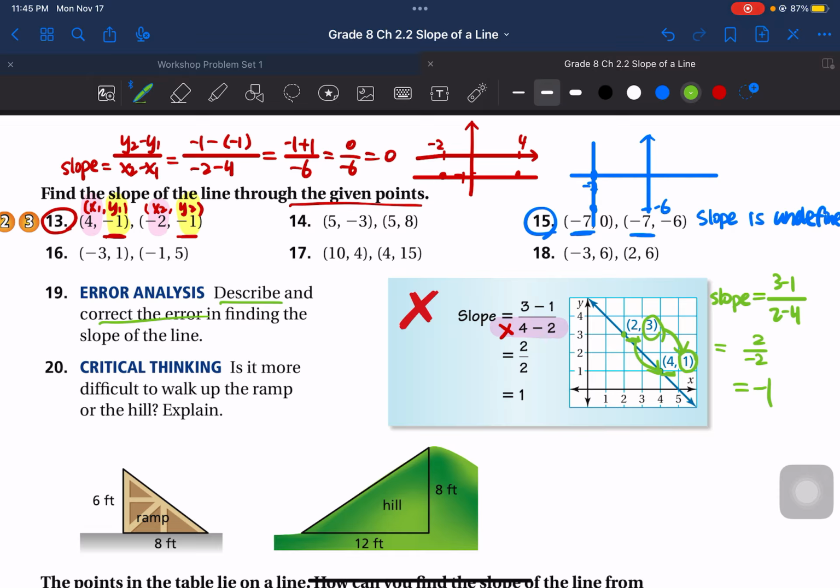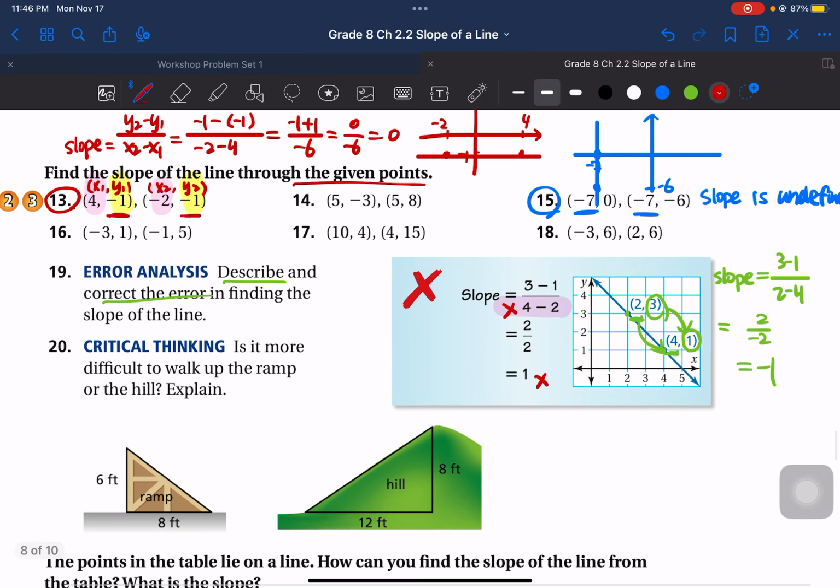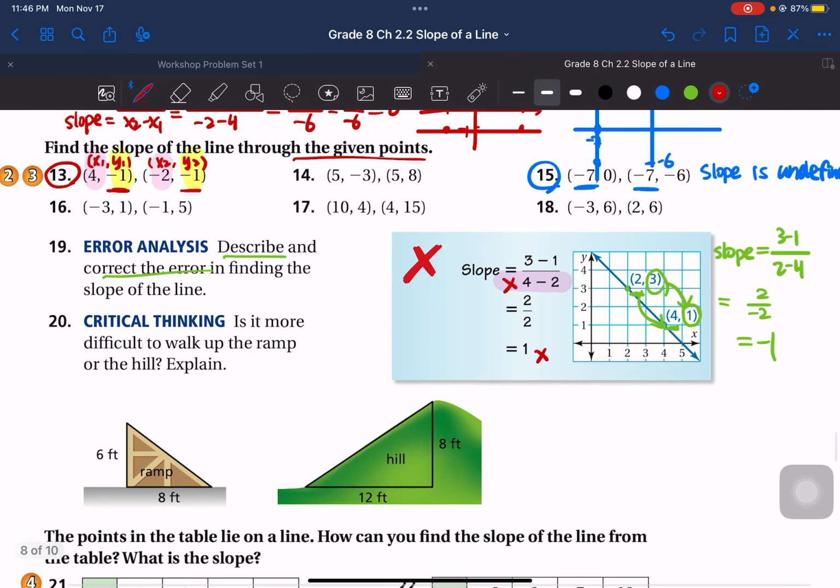And you can check because it's falling from left to right, so the slope must be a negative number here, negative 1. But here it has a positive 1, so it's definitely wrong. That's number 19. And let's see number 20.